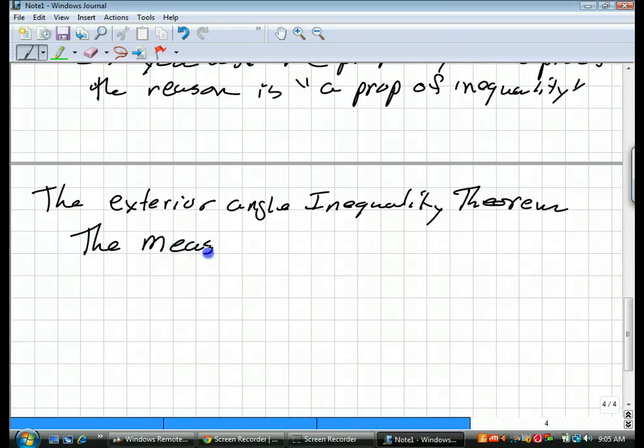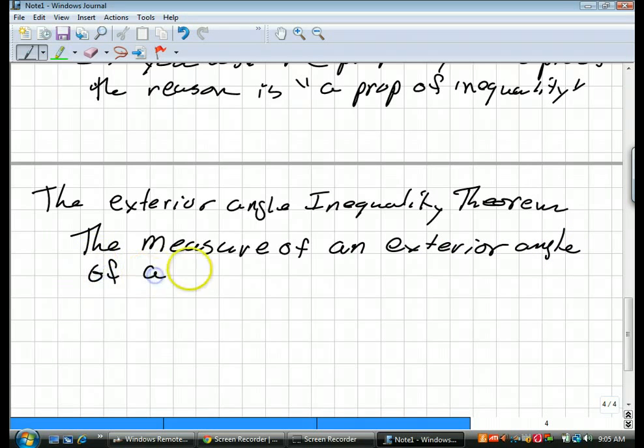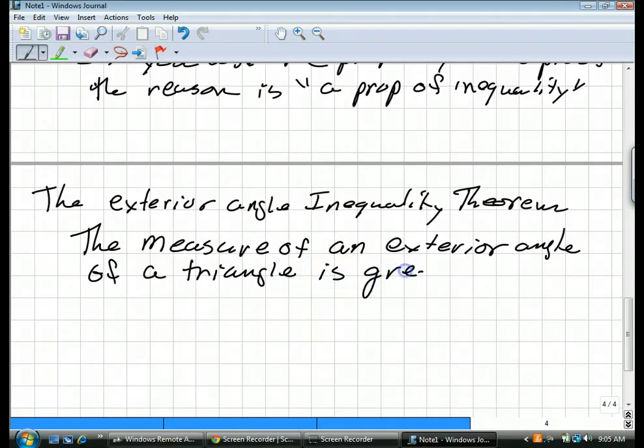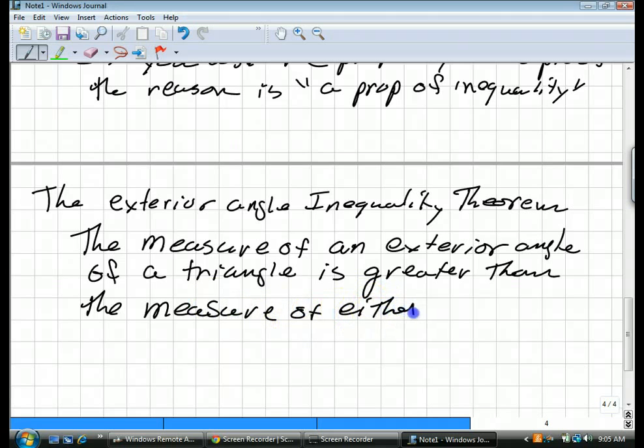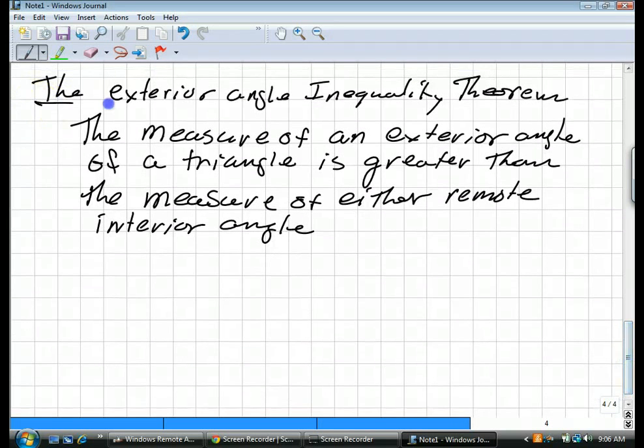the measure of an exterior angle of a triangle is greater than the measure of either remote interior angle. Okay, so let's look at this.